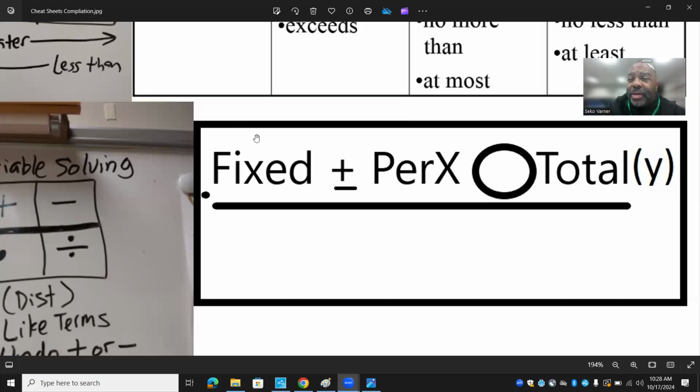So let's say I'm going shopping and I'm taking an Uber, and the Uber is going to cost me $15. That's a fixed number. It's not going to change, right? Then I can buy 30 drinks at $1 each. That's my per number. And the total amount of money I have is $115. So that's the fixed number, the per number, and the total number. Let me show you this while we're solving an equation.